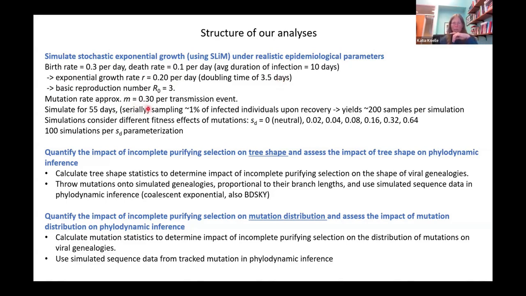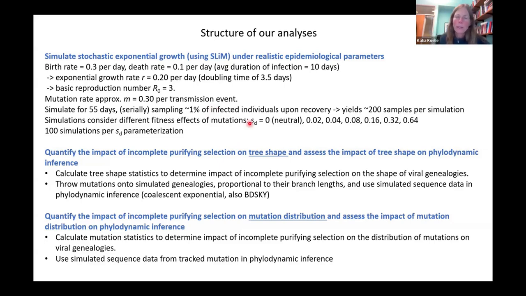A basic reproduction number of 3, and a mutation rate similar to that of SARS-CoV-2. We simulated for 55 days, serially sampling 1% of infected individuals upon recovery. So we had about 200 samples per simulation, and we considered different fitness effects of the mutations, from 0, so neutral, to 0.02, 0.04, 8%, 16%, 32%, 64%. And we, being David, ran 100 simulations per parameterization.